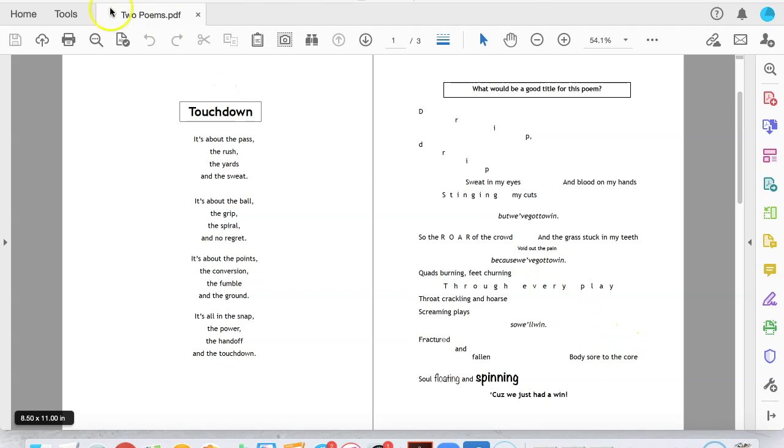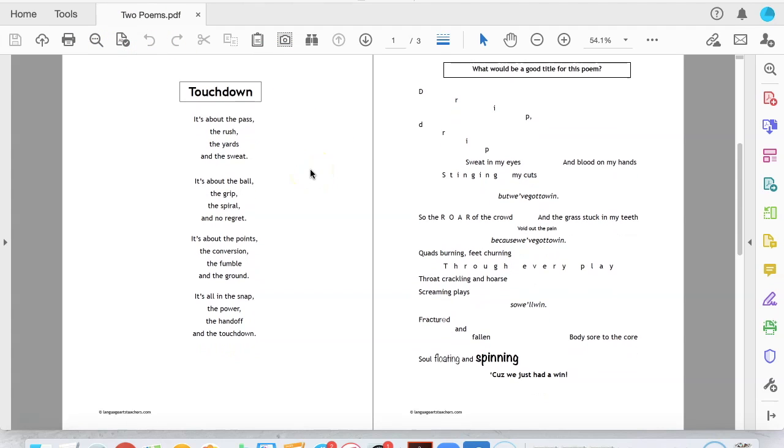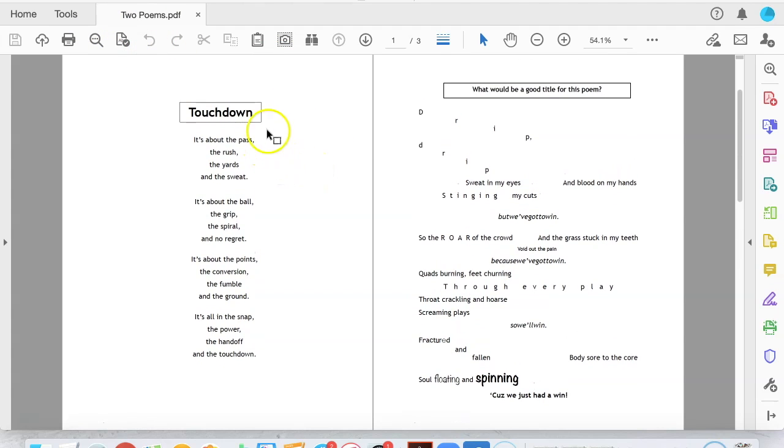Okay, so we are going to go ahead and look at these together. First of all, the poem called Touchdown. It's about the pass, the rush, the yards, and the sweat. It's about the ball, the grip, the spiral, and no regret. Oh, look, that rhymes, right? Sweat, regret. It's about the points, the conversion, the fumble, and the ground. It's all in the snap, the power, the handoff, and the touchdown. So ground and touchdown, right?